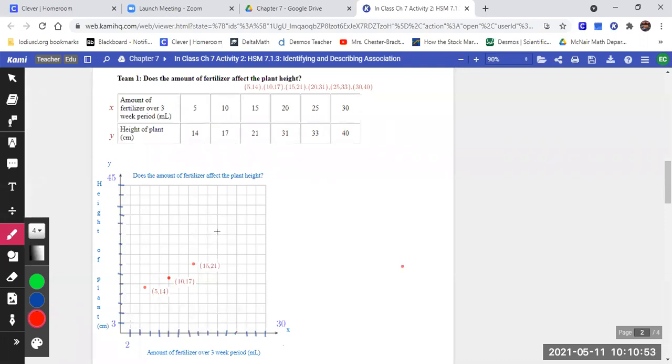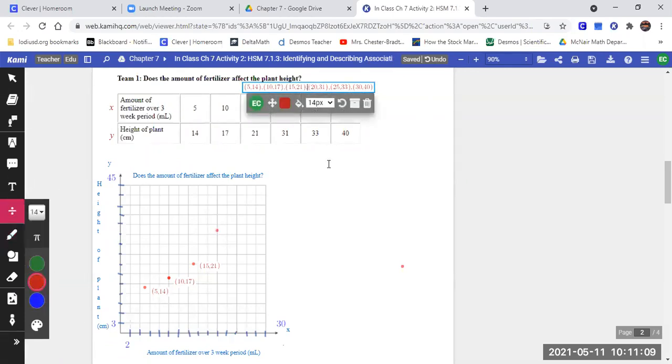Do I care that it's perfect? No. Get over it. You're not making a straight line. You're just plotting the points. It should be directly on the line though. Go get its coordinate. Get to the next one. Let's go. How much over? How much up?